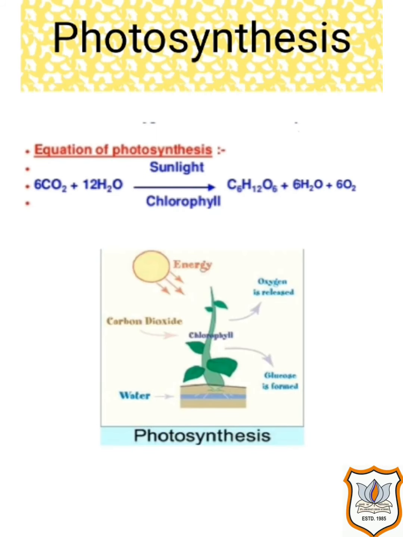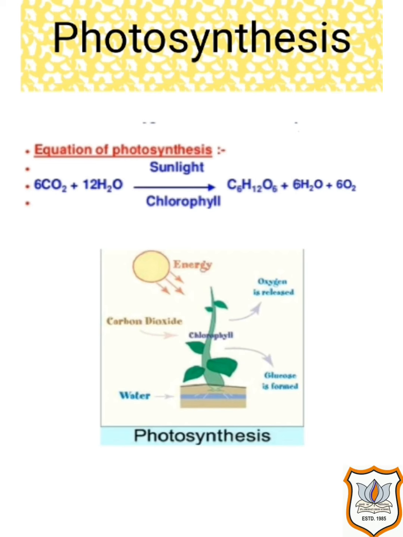Let us discuss the process of photosynthesis in green plants. Actually, what happens? Green plants consume carbon dioxide from the atmosphere and water from the soil with the help of roots. Along with that, with the help of chlorophyll and sunlight, green plants prepare their food. The process is known as photosynthesis.